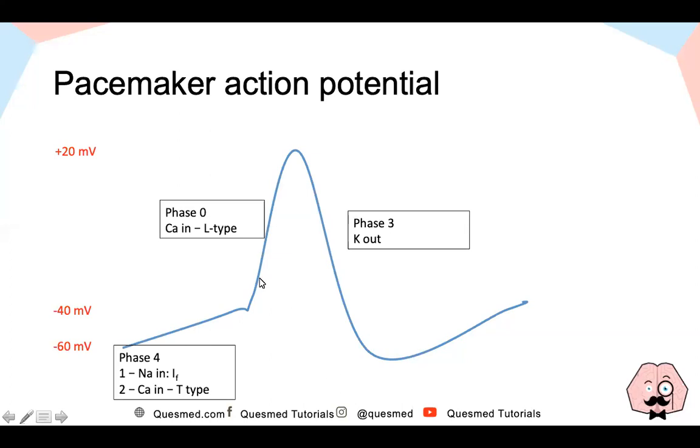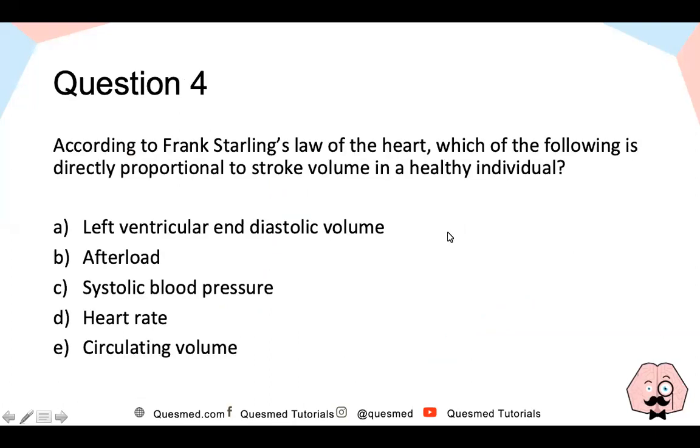Okay, so the next question. According to Frank Starling's law of the heart, which of the following is directly proportional to stroke volume in a healthy individual? Is it A, left ventricular end diastolic volume? Is it B, afterload? Is it C, systolic blood pressure? Is it D, heart rate? Or is it E, circulating volume?